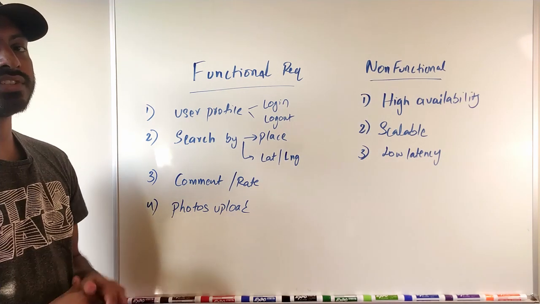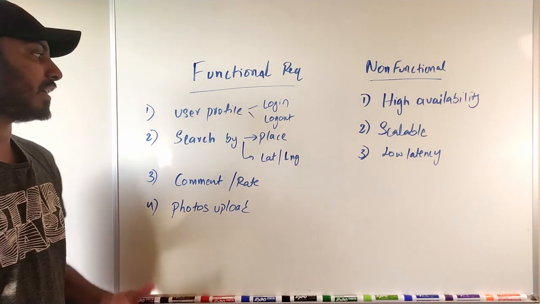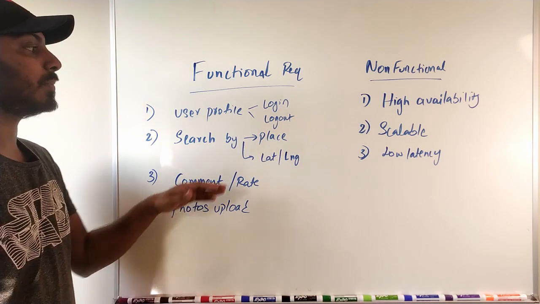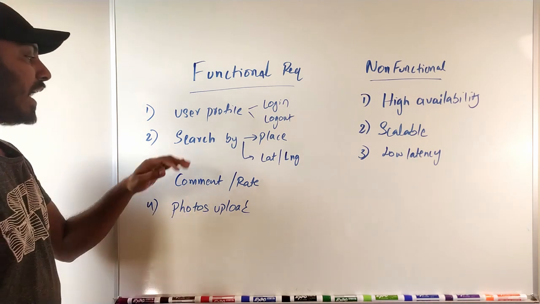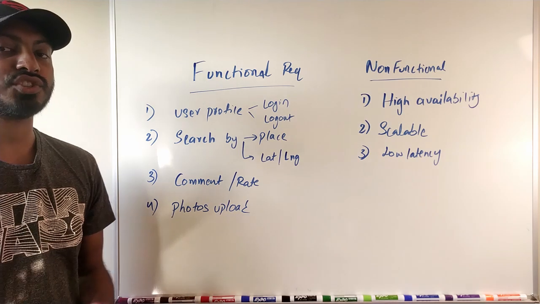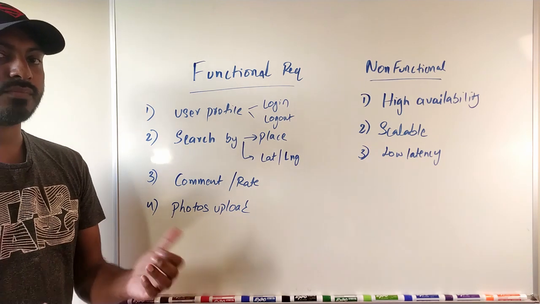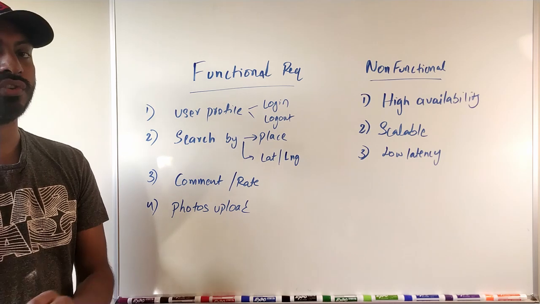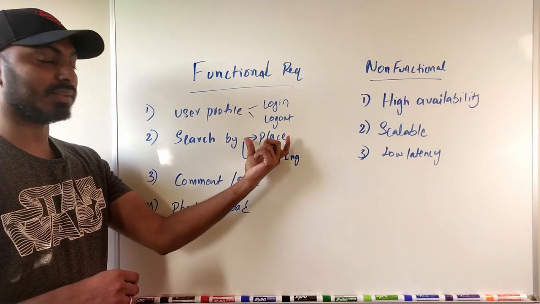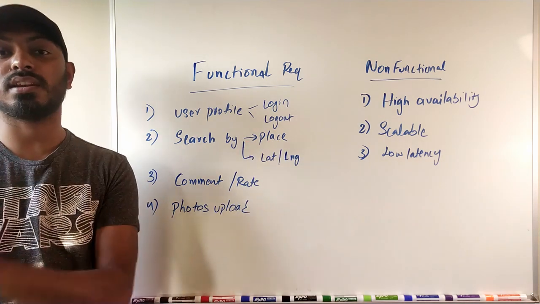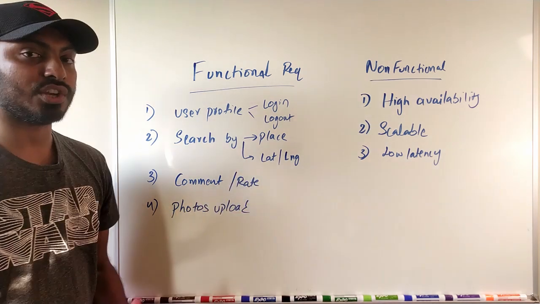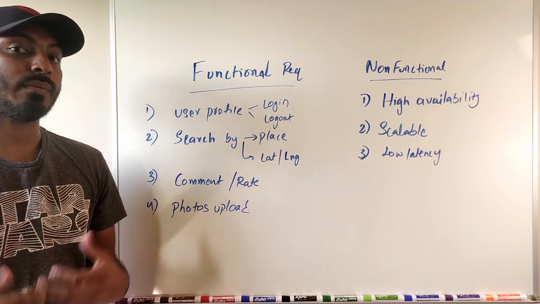The functional requirements, also called business requirements, are as follows. The first one is that the user should be able to have his own profile and he should be able to log in and log out of the system. And also he should be able to search any place, restaurants or tourist attractions, by providing a place name or also by latitude and longitude. And this is very important. If he is only going to provide the place, the system will take one direction. If we want to support latitude and longitude capability also, the whole system design will be totally different.